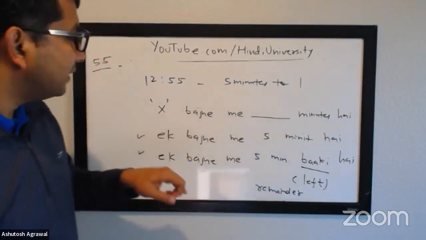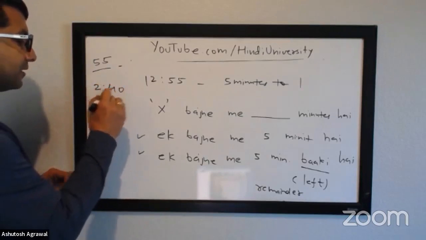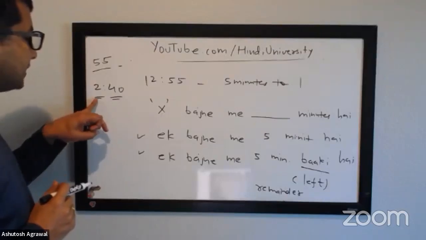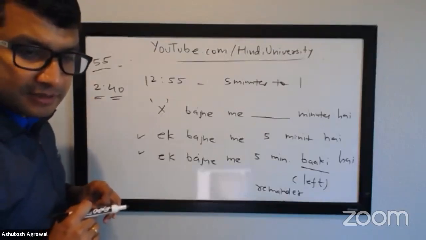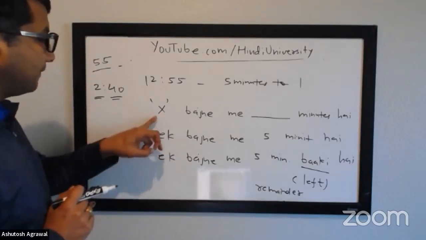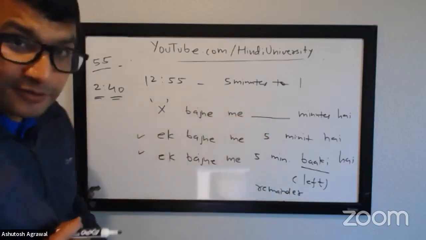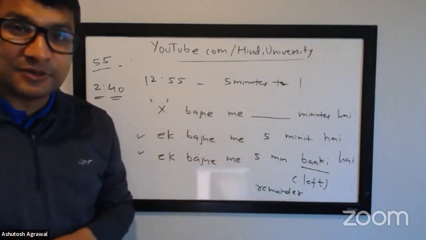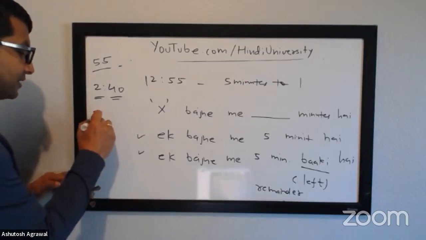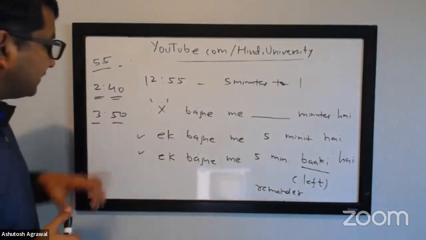Okay, X bajne mein. So imagine if you have 2:40. Okay, Linda ji, how will you say that? First one is you can say 2:40, right? But how will you say it using this formula? 3 bajne mein 20 minute baki hai. There you go. 3 bajne mein 20 minute baki hai, right? Now let's say you have 3:50. JDG, how will you say that? 3:50.